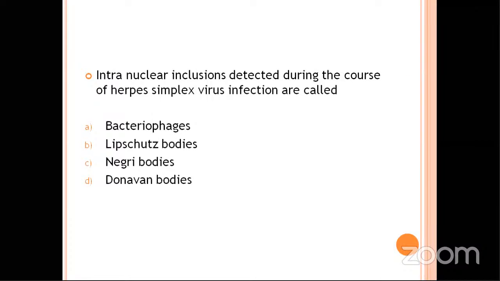Intranuclear inclusion bodies are seen in herpes simplex virus infection, which are called Lipschutz bodies. Negri bodies are seen in the dog bite condition, I think, and Donovan bodies are seen in infectious mononucleosis. Okay. Yes, it is rabies.